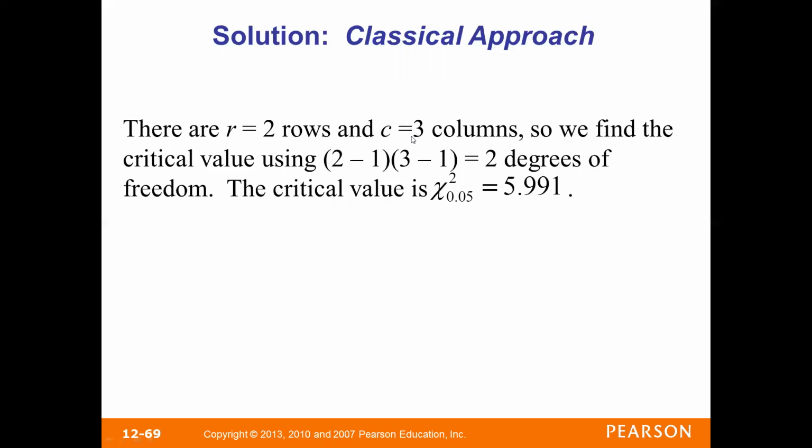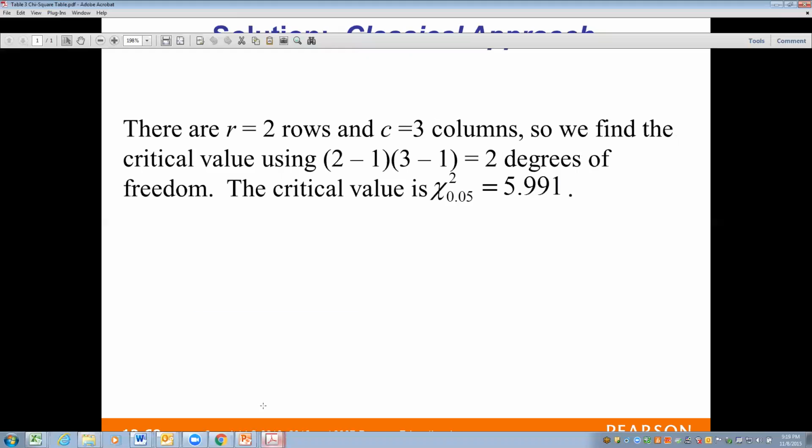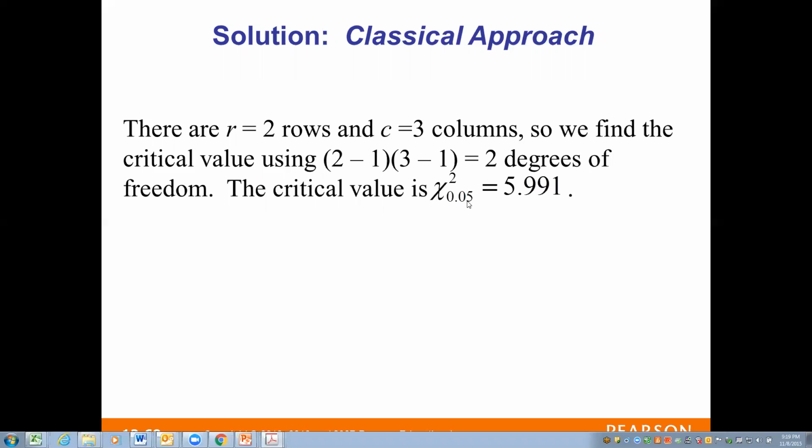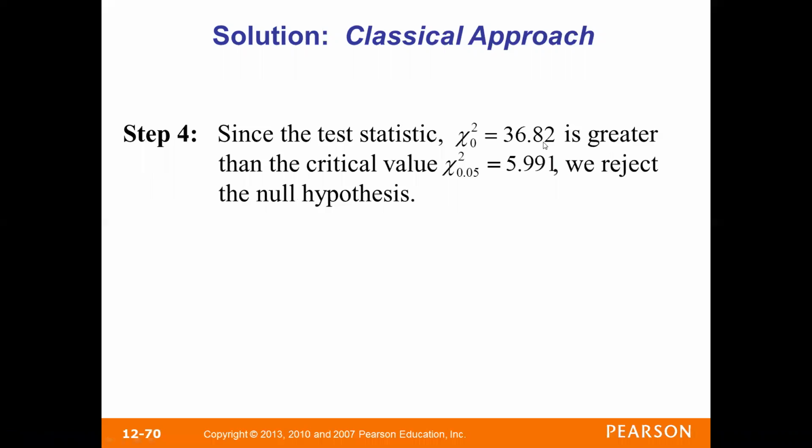There are 2 rows and 3 columns, so there are 2 minus 1 times 3 minus 1, which is 2 degrees of freedom. If we look in the chi-squared table under 2 degrees of freedom and the .05 column, we see a critical value of 5.99. Our value of 36.82 is much greater than that, so we will certainly reject our null hypothesis. We will conclude that gender and response are dependent.